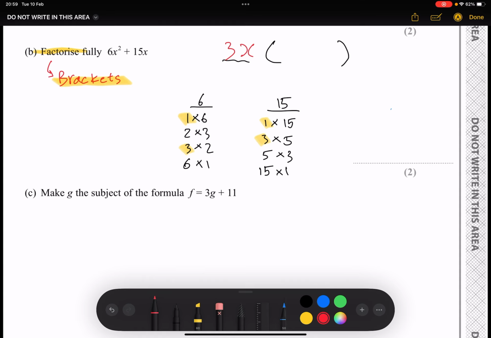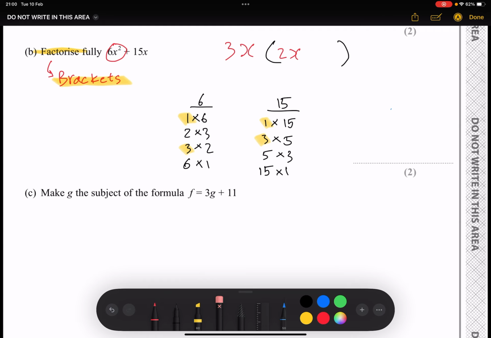Okay, so now that we have that, we need to see how to make up these terms using this component that we have. So how do we get 6x squared? We multiply our 3x by 2x. So when you multiply 3x times 2x, I'll just put in a bracket to make it easier to understand, you will get 6x squared. And this is how we got this.